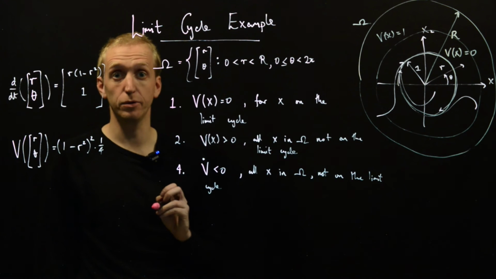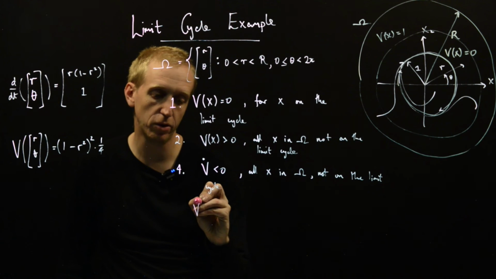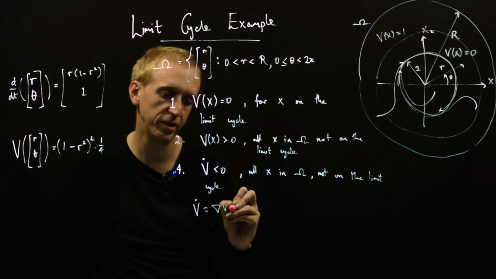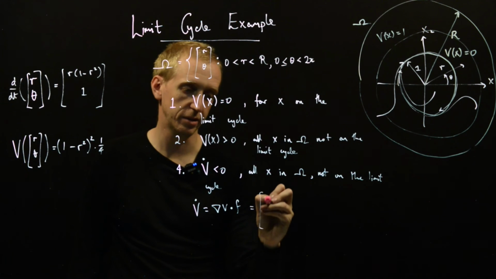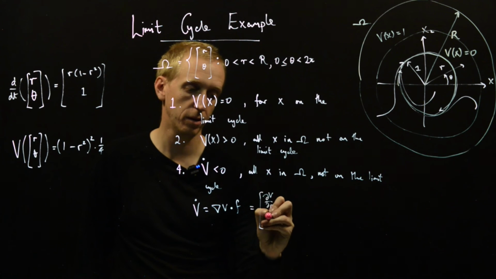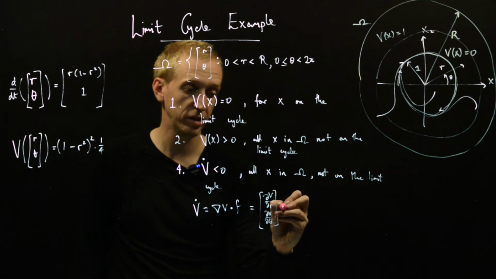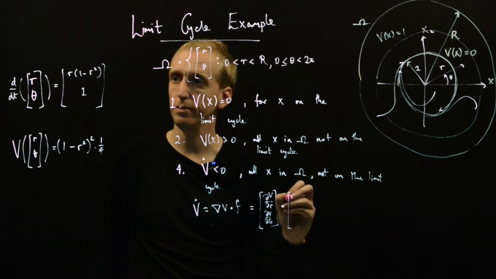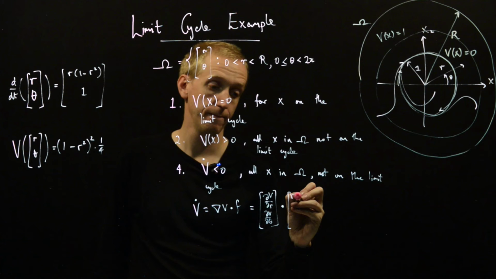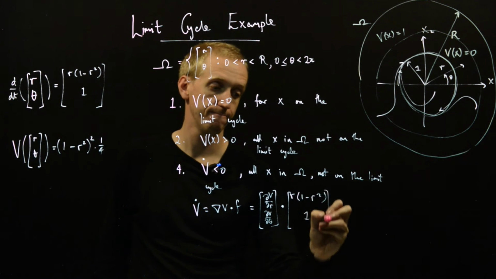Well, we just have to find V dot, and we do that in exactly the same way that we did before. So V dot is equal to grad of V dot producted with f, and so this is dV by dr, dV by d theta. So these are our two state variables. So this is the grad of V, and we dot product that with our dynamics, which are given here. And we have r(1 minus r squared), 1.